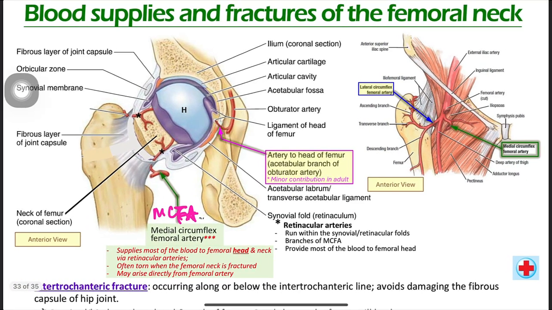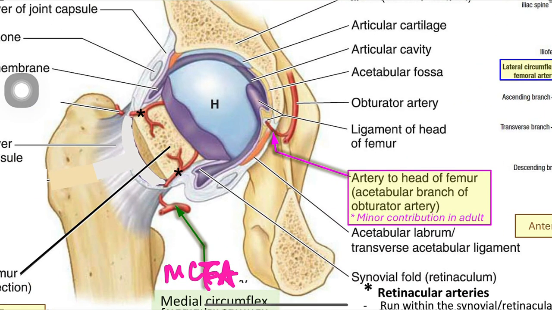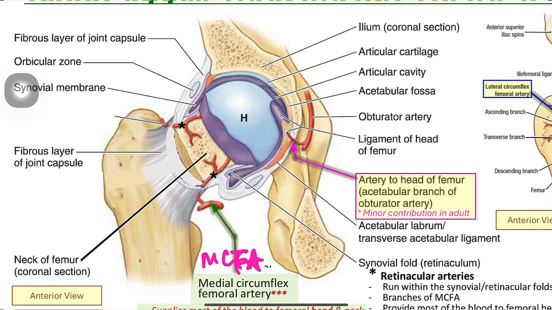So this small star here showing you this is the retinacular arteries, where it runs between the synovial and the reticular fold, and branches of the MCFA provide most of the blood to the femoral head. Remember we mentioned these small arteries as well? So this one, which is the artery to the head of the femur, a tabular branch of the obturator artery, usually only gives a minor contribution, and that's it. Okay, so that is the arrangement.